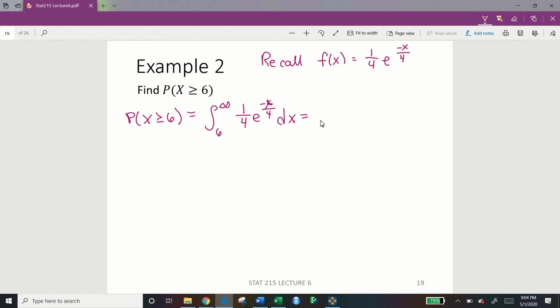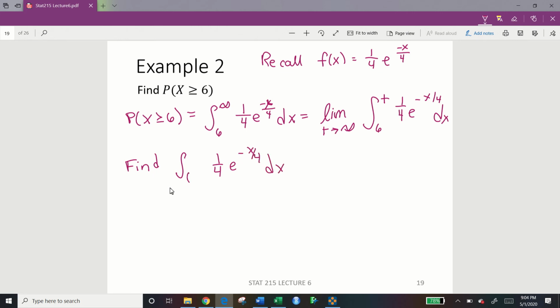In order to do that, we need to take the limit as t approaches infinity of our function from 6 to t. So now we need to find the integral of 1/4 e to the negative x over 4 dx from 6 to t.